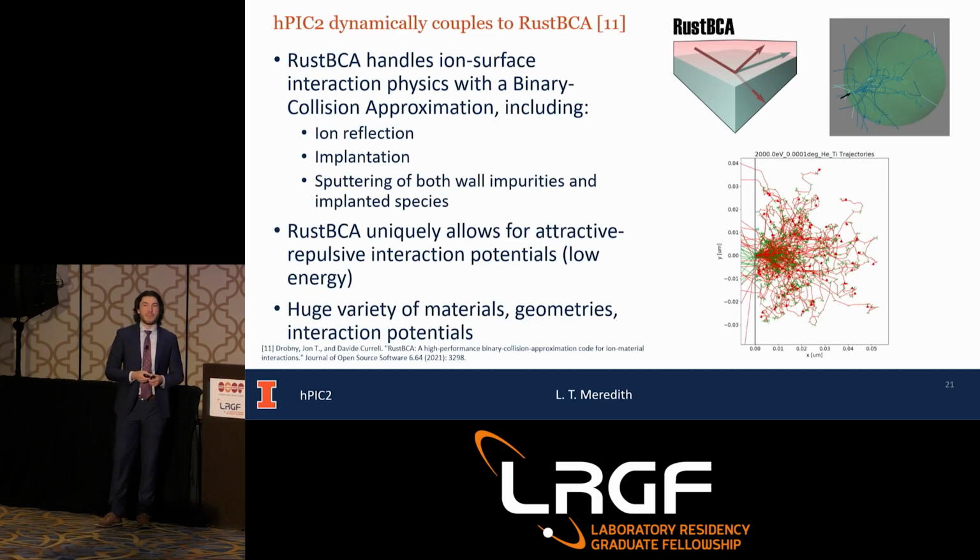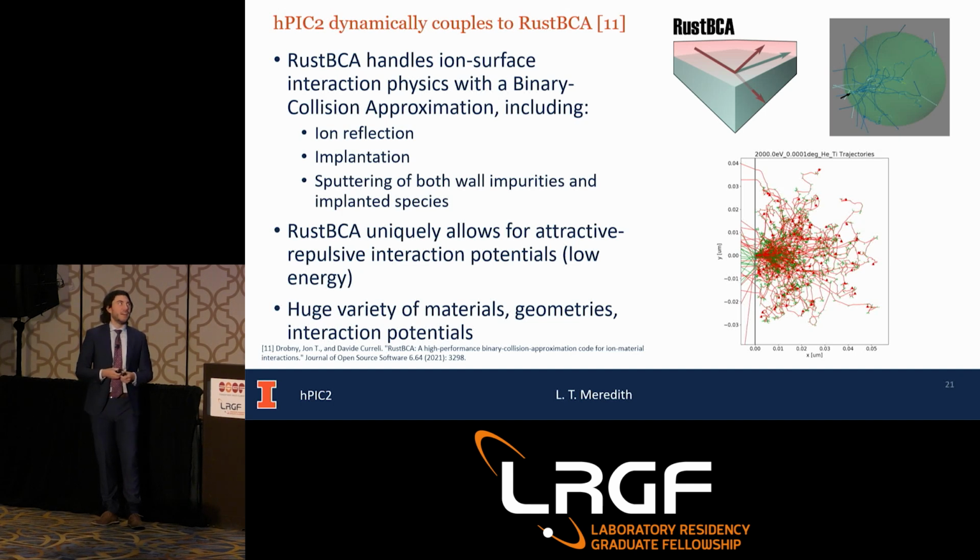One of the other things that we were playing around with is dynamic coupling to a code called RustBCA. RustBCA is a binary collision approximation code. Basically what that means is that it handles ion surface or ion material interactions. So we treat RustBCA as a boundary condition. When ions from our simulation hit a boundary, we pass it off to RustBCA, and it tells us whether the ion reflects off or gets implanted into the boundary or sputters off some of the material that's implanted in the boundary.